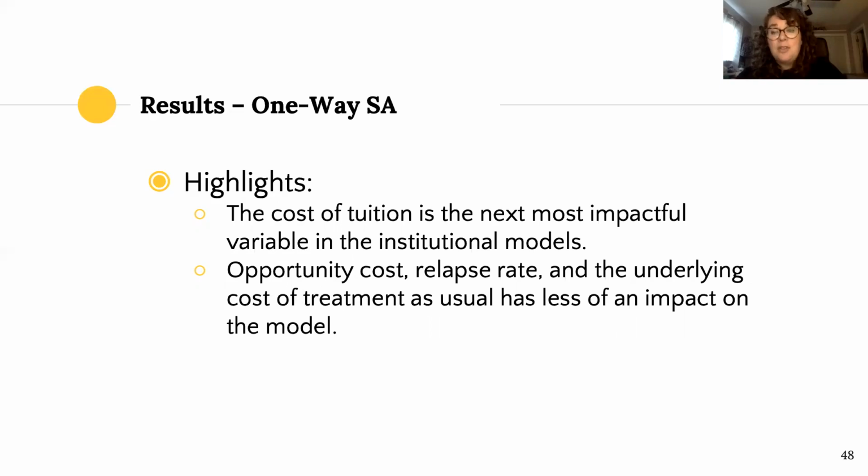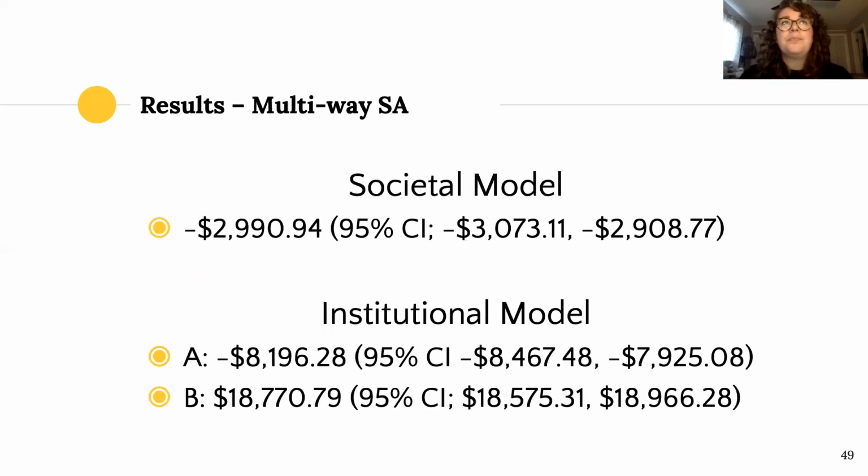So if your tuition is particularly expensive at your school, you're probably going to be cost savings throughout the entire range of potential variation. That's a little bit more constrained if your tuition is really cheap at your school. Opportunity costs, relapse rate, and the underlying cost of treatment as usual have less of an impact on the overall model, though.